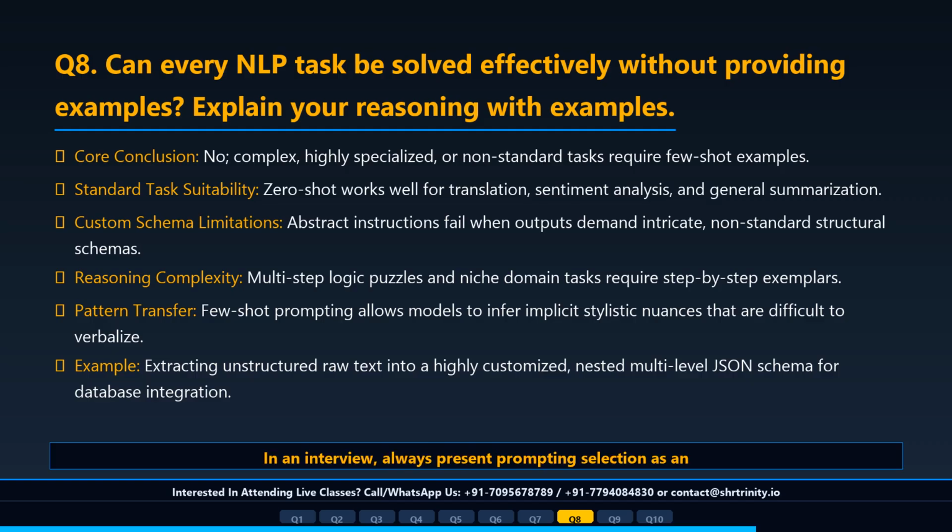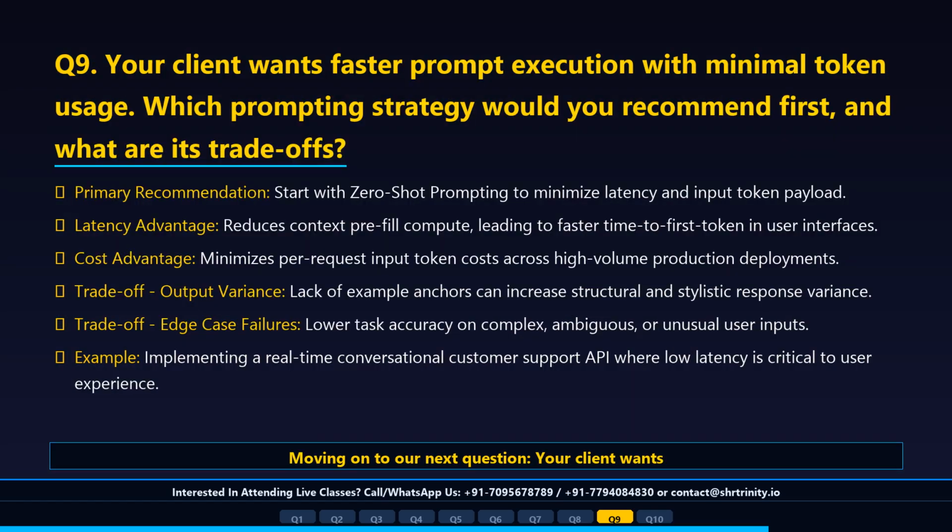In an interview, always present prompting selection as an architectural decision. Start with zero-shot for baseline capabilities, but pivot to few-shot or chain-of-thought prompting when structured accuracy and complex logic are mandatory. Moving on to our next question, your client wants faster prompt execution with minimal token usage. Which prompting strategy would you recommend first, and what are its trade-offs?